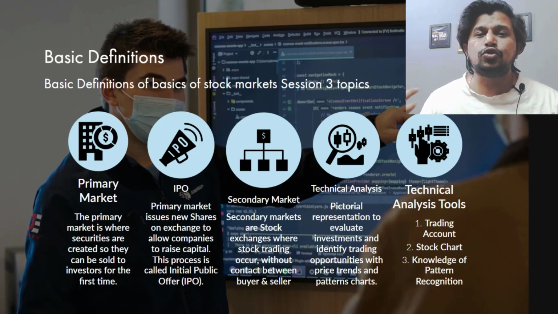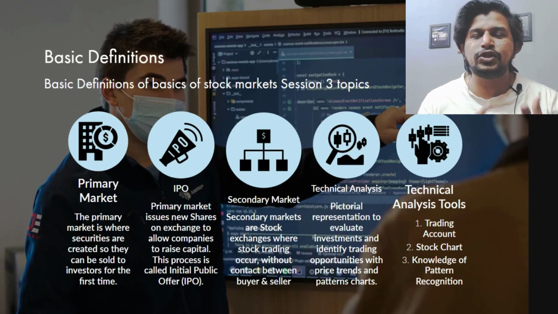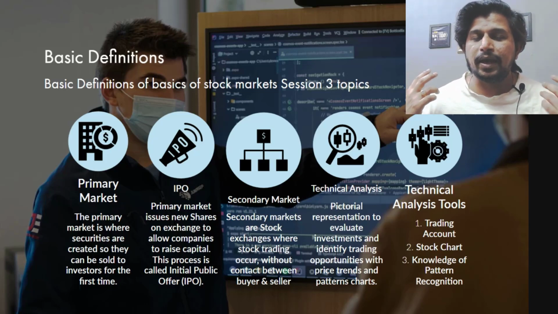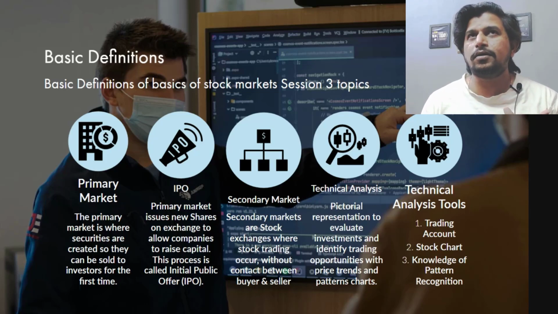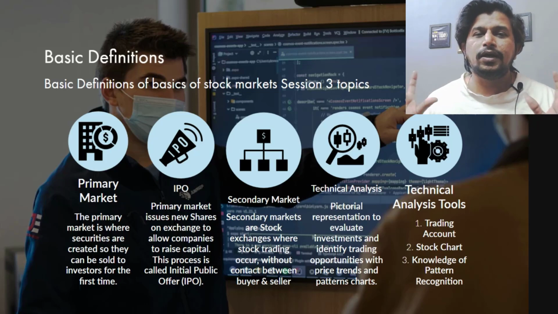What are the technical analysis tools you would require to trade in the markets? So they are a trading account, something like TradingView or TradeStation, and of course you would need the stock charts, and you need a trading account first of all. And stock charts are the charts which you can use on TradingView or TradeStation, and the trading account is the brokerage account which you open with stock brokerages or discount brokerages.